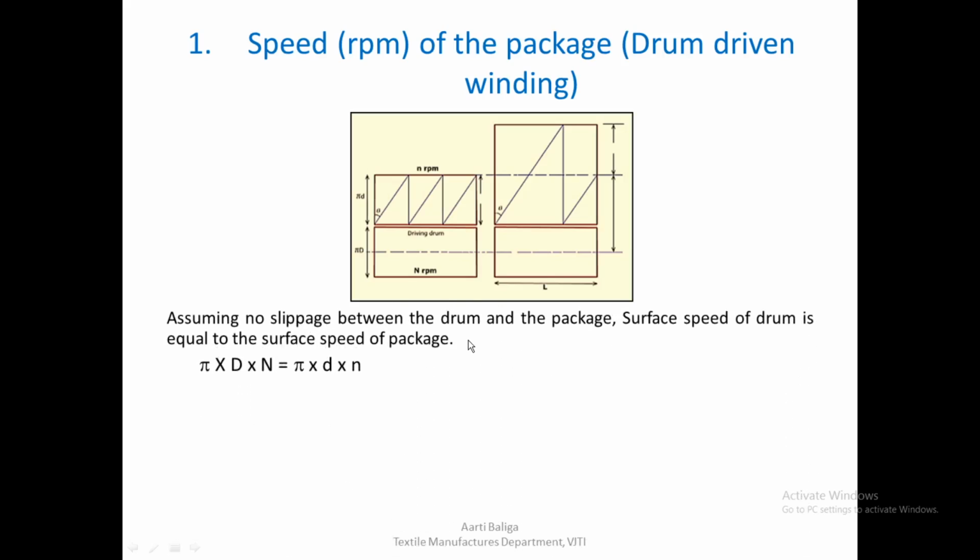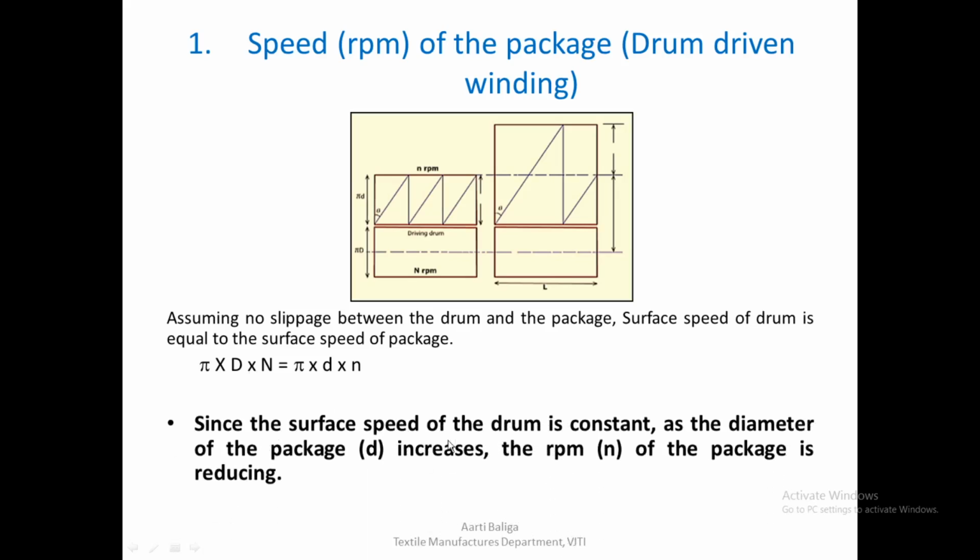Assuming no slippage between the drum and the package, the surface speed of the drum is equal to the surface speed of the package. So all the while, whatever is the driving and the driven, both will have a surface speed which is going to be equal throughout, whether the package is in the beginning or at the end. So pi DN is equal to pi into small d into small n. Here small d and small n are the diameter and the RPM of the package, whereas capital D and N are the diameter and RPM of the drum.